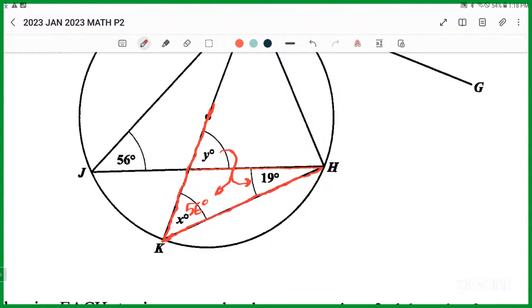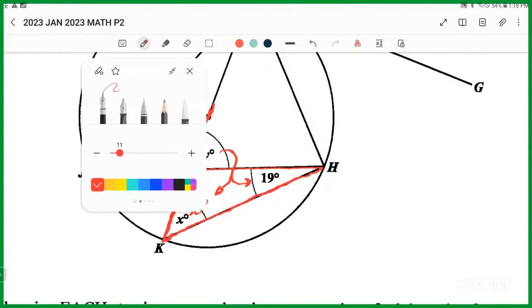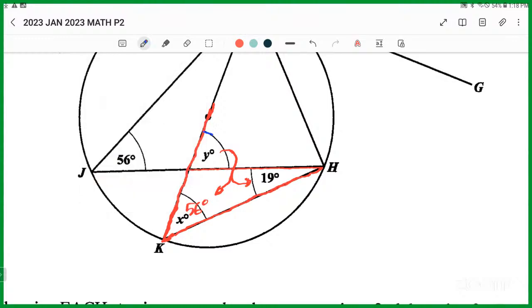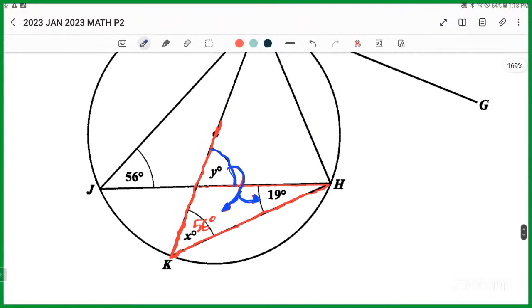The exterior angle of a triangle is equal to the sum of the two opposite interior angles. Look at the red triangle. This is just an extension of one side, and the exterior angle of a triangle is equal to the opposite interior angles. That y degree is equal to 56 plus 19.